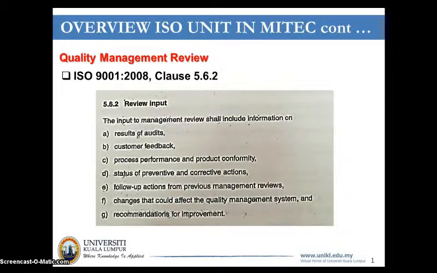Now, there are 7 items that will be reviewed during a management review. This is known as the input to management. Management should review the results of the audits first, then customer feedback, then the process performance and product conformity, then the status of preventive and corrective action, the follow-up action from previous management reviews, and the changes that could affect the quality management system. If there are any changes, they need to be highlighted in this management review. And lastly, they need to review the recommendations. What recommendations can be made to further improve the QMS?